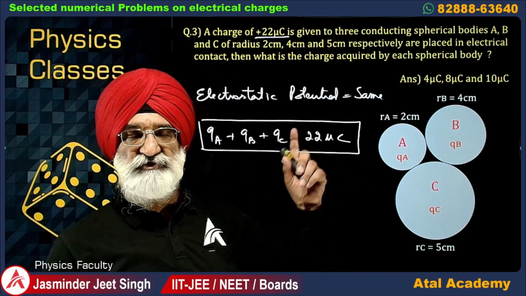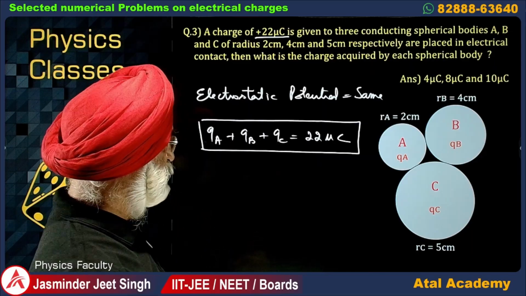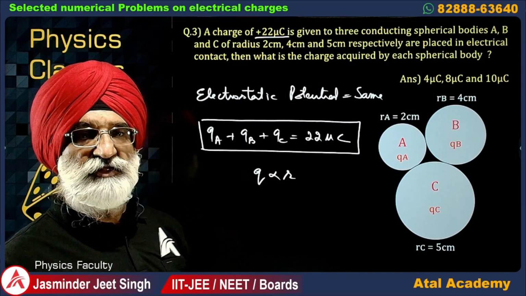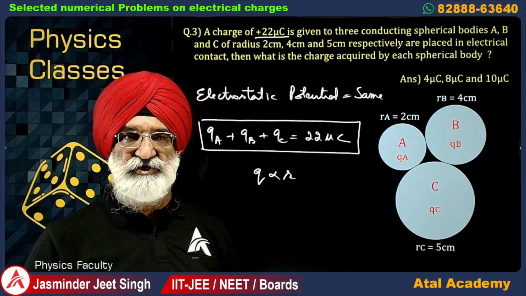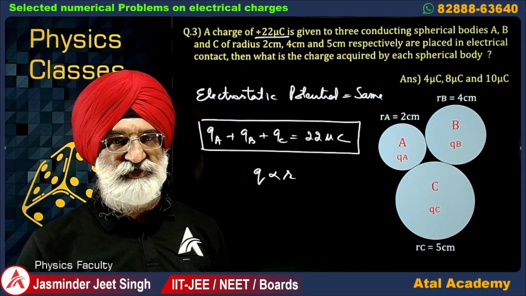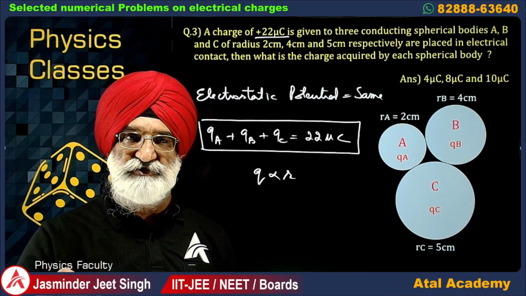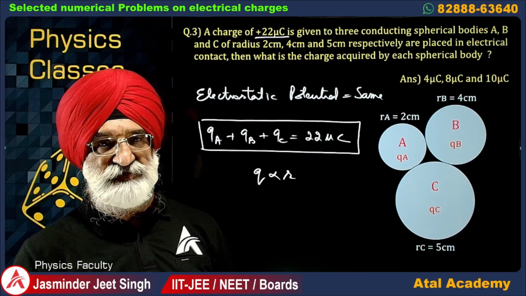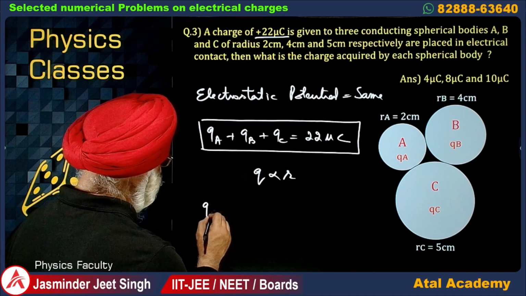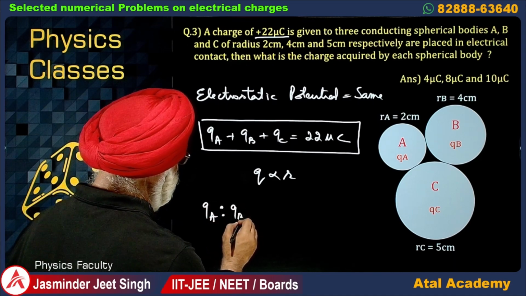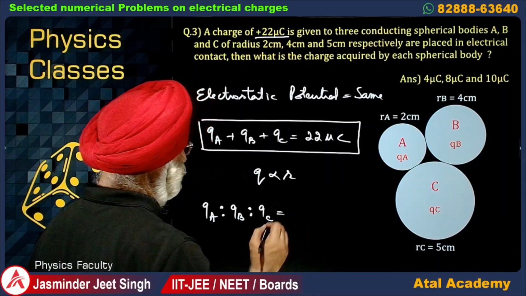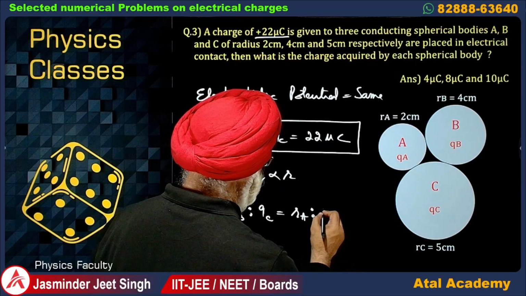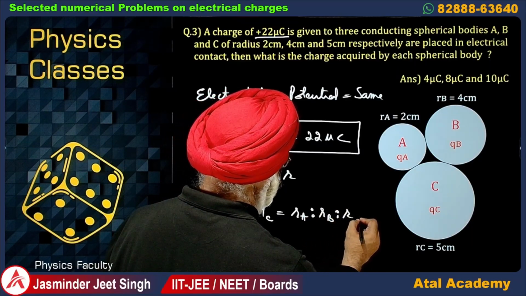Now since the electrostatic potential remains the same, the charge acquired by each body will depend upon the size, that is, the radius. The more the radius, the more the charge; the less the radius, the less the charge. It means that the 3 charges given to the 3 spheres will be in the ratio of their radii. QA is to QB is to QC will have the same ratio as RA is to RB is to RC.